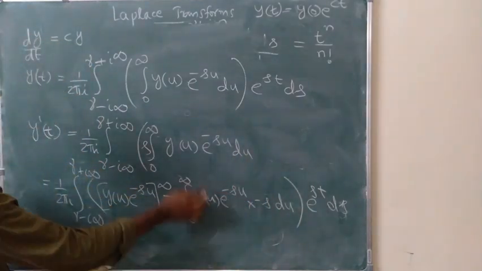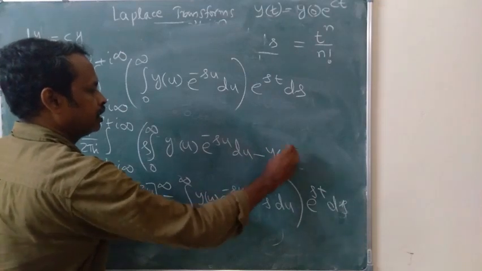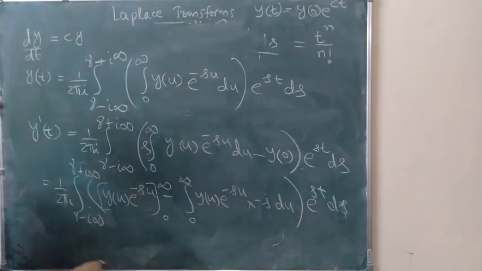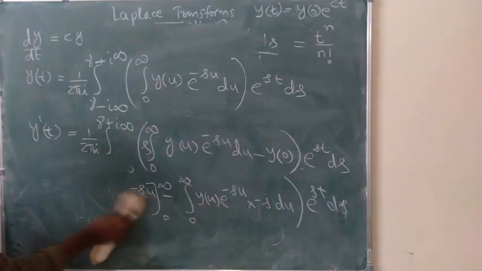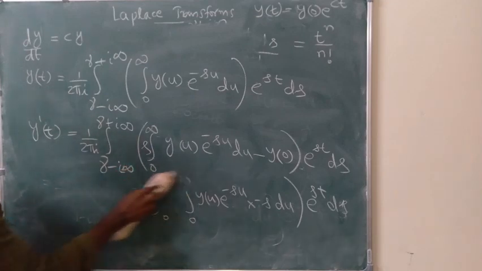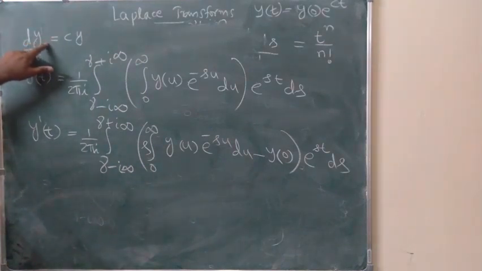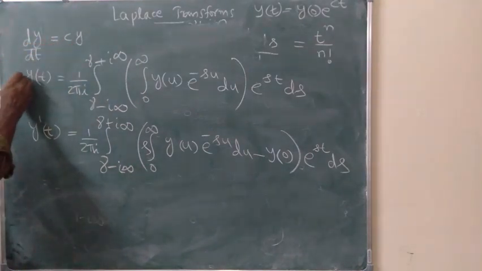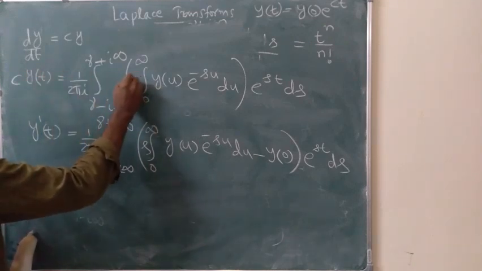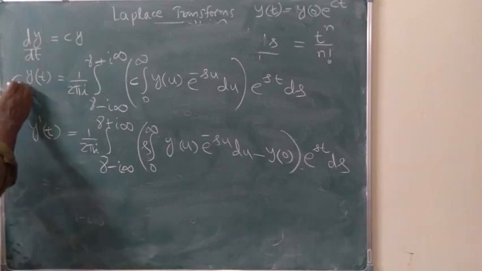Okay, this term comes here, then minus y of 0 multiplied by e to the power st ds. So this is what we will obtain for y dash. Now we will substitute that here in the differential equation y dash equal to cy. So we have to multiply this with the c, and y dash t equal to c times yt.